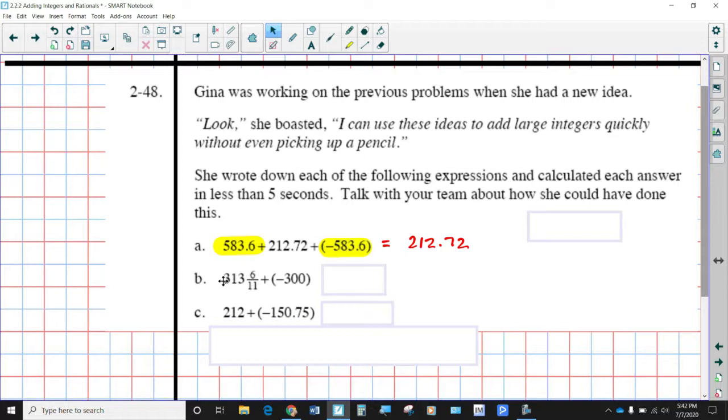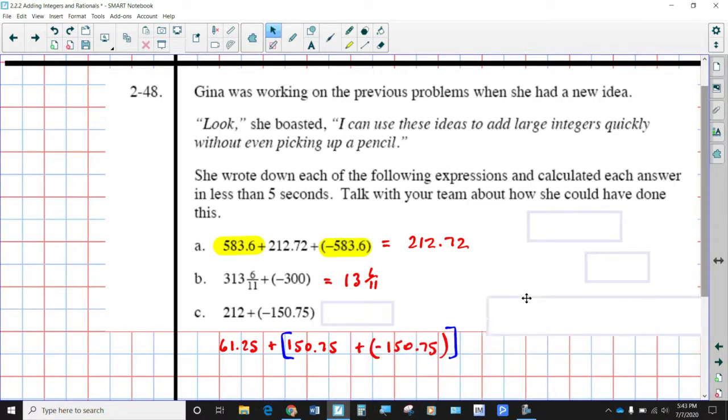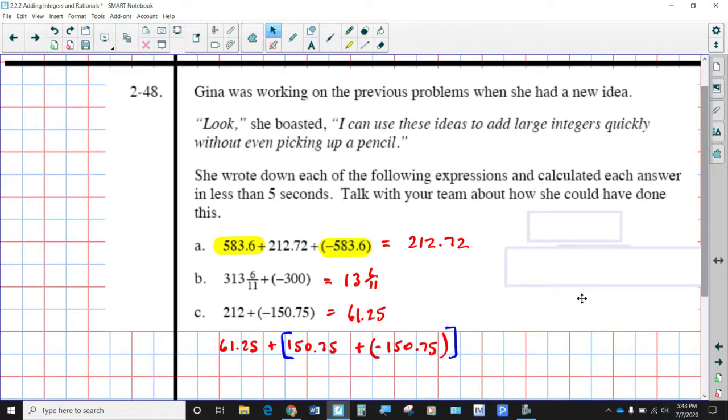Here, if you take away the 300 from that, you're left with 13 6/11. So I can believe she got that in less than 5 seconds. But this one, how would we even think about that? Well, first of all, if you can recognize that 212 is what you get when you add 150.75 to 61.25, then you can picture these zeroing each other out, leaving you with 61.25.